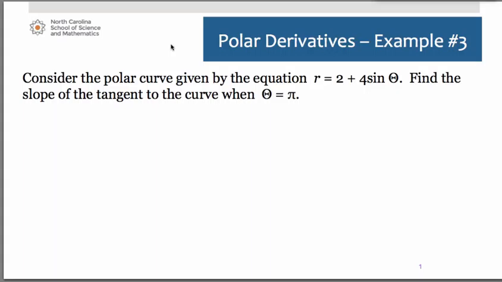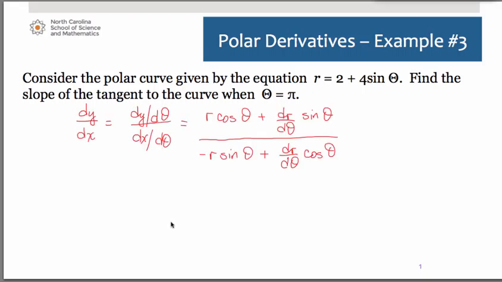Hi everyone, welcome to another example of trying to find the slope of the line tangent to a polar curve at a specified angle value. Here we are trying to determine the slope of the tangent to the polar curve r equals 2 plus 4 sine theta at the point at which theta is equal to pi.